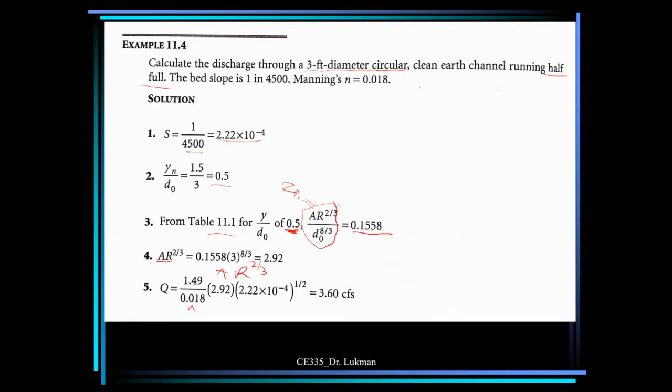AR to the power of 2 over 3 and S to the power of half. AR to the power of 2 over 3 is already obtained here, so we just substitute it, which is 2.92.